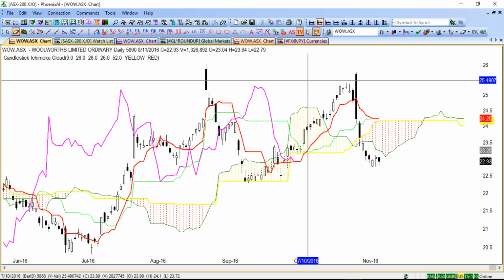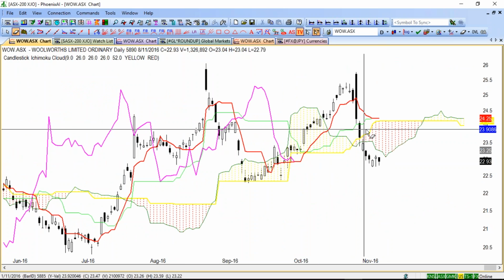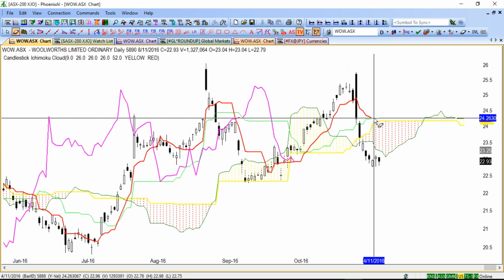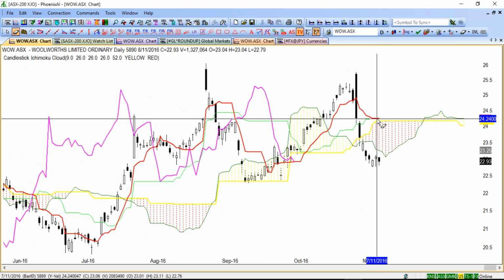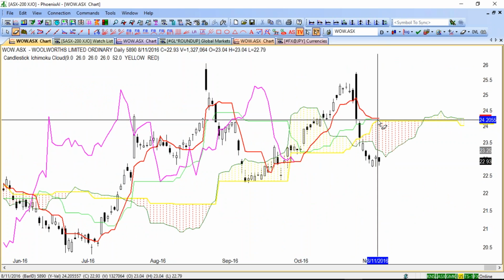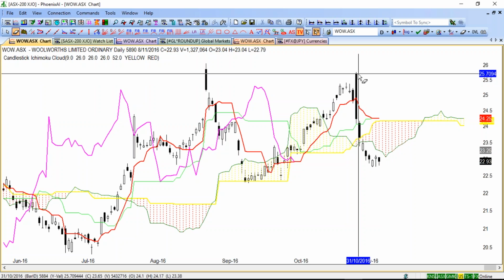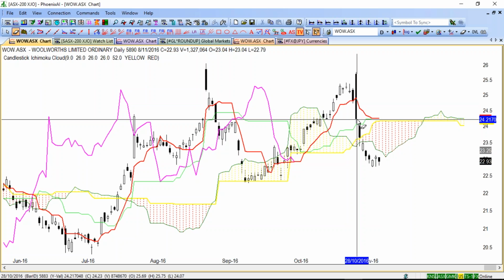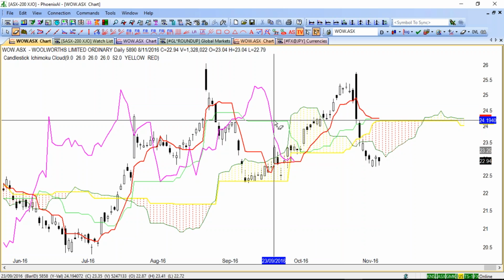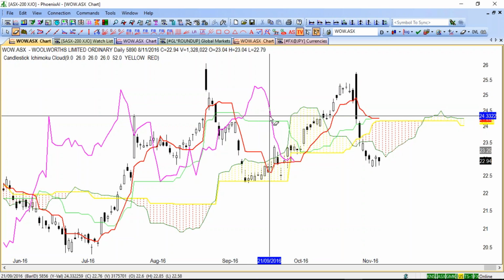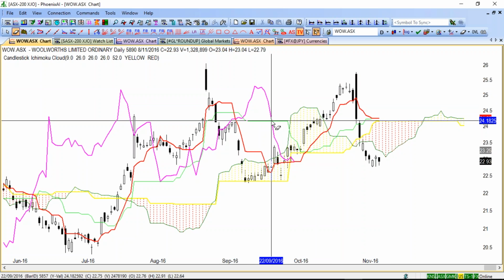The daily chart of Woolworths. Now you can see the Tenkan-sen, Kijun-sen have come quite close together here at 24.26. The B line here is at 24.17. Woolworths had the massive outside period at this point, and at that time turned the Chikou span over and would have closed at this point here.